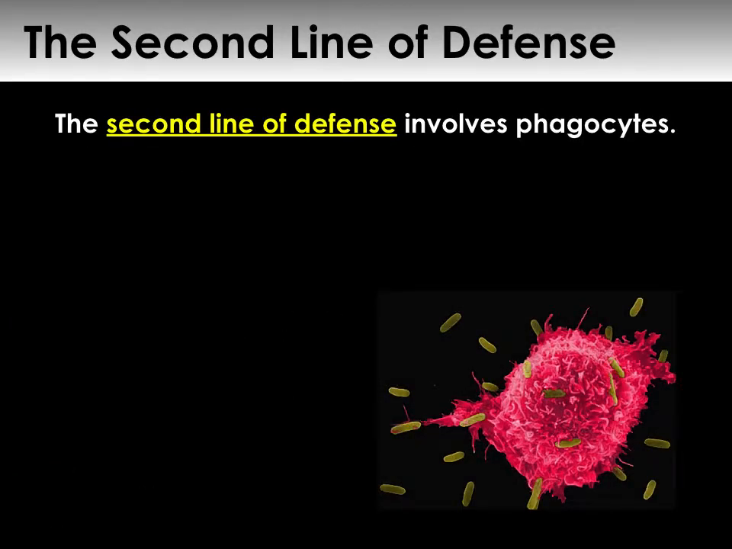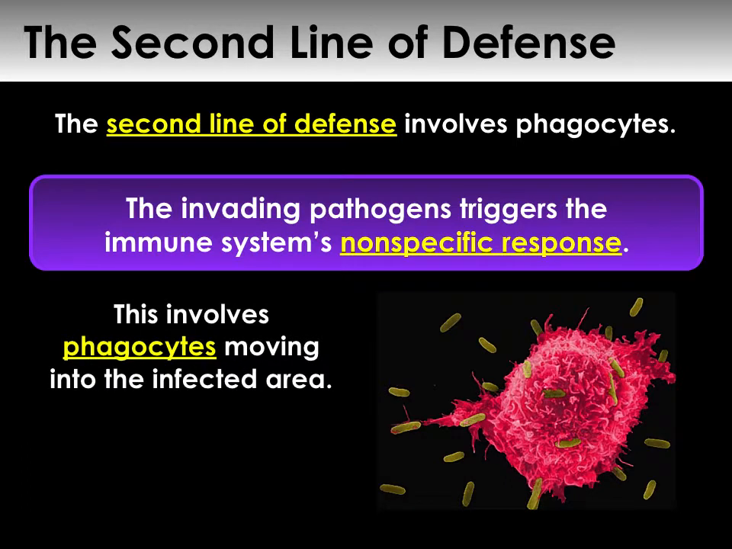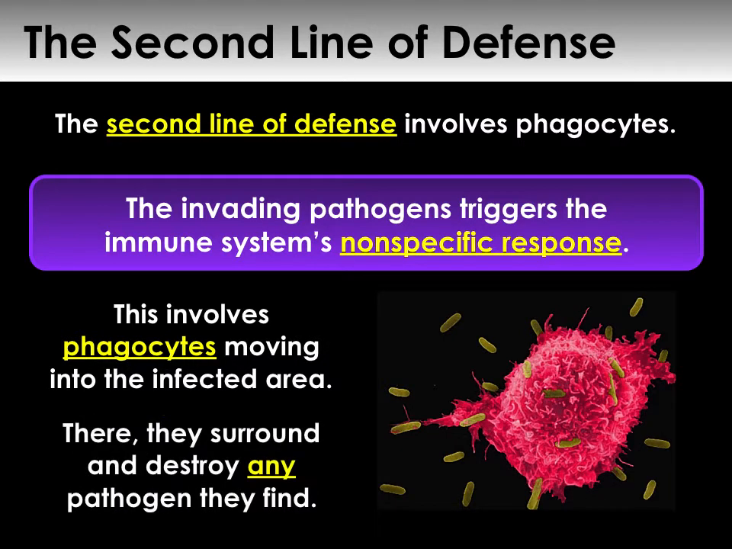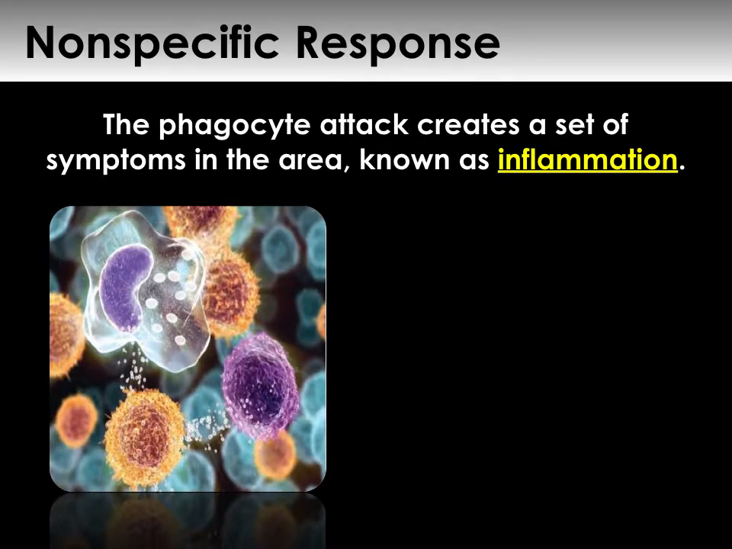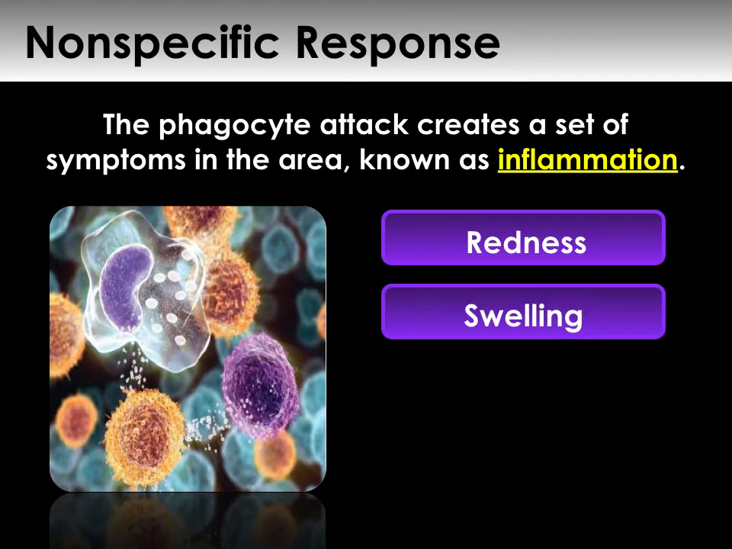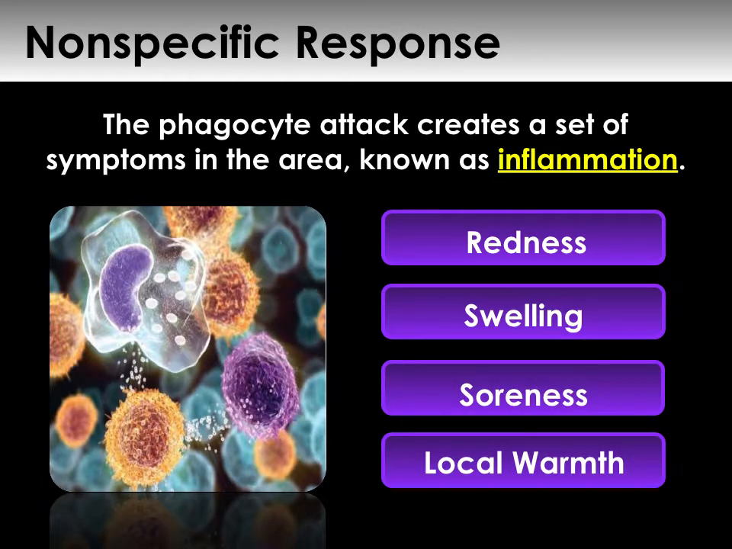The second line of defense involves phagocytes. The invading pathogens will trigger the immune system's nonspecific response. That nonspecific response involves phagocytes that move into the infected area. Once they're there, they surround and destroy any pathogen that they find. The phagocyte creates a set of symptoms in the area known as inflammation. Inflammation includes redness, swelling, soreness, and local warmth.